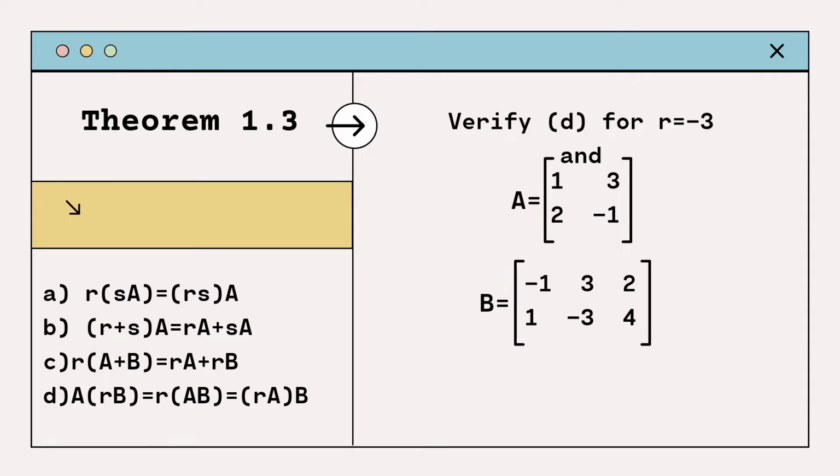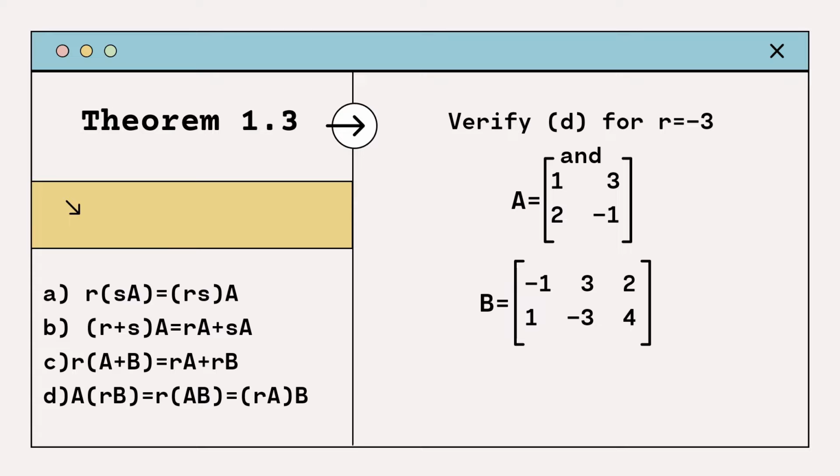A: R times SA is equal to RS times A. B: R plus S times A is equal to RA plus SA. C: R times A plus B is equal to RA plus RB. And D: A times RB is equal to R times AB is equal to RA times B.